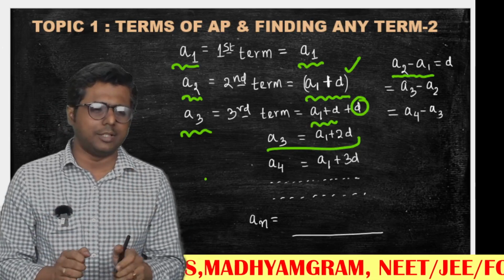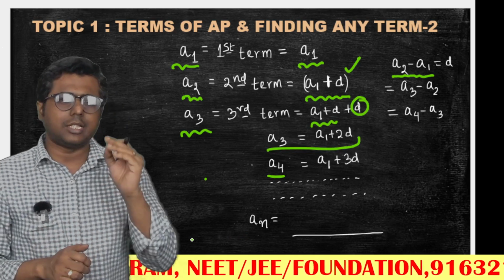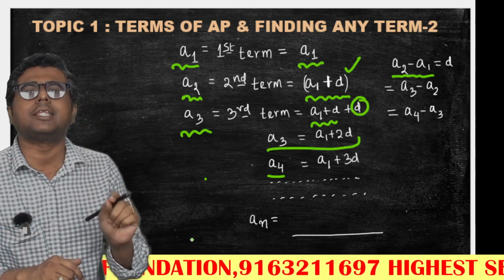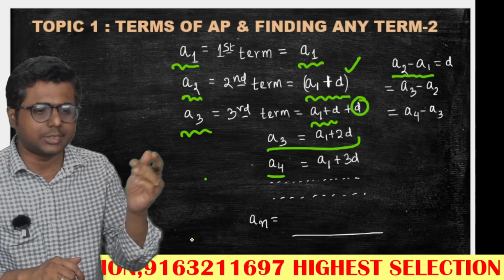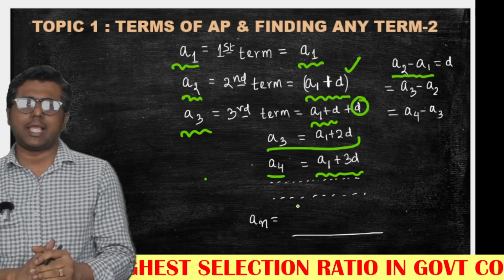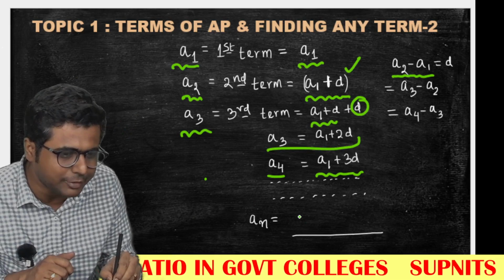It's very simple. Come on, let's do the fourth term. The third term is A1 plus 2D. The fourth term will be another plus D. So A1 plus 3D. You are getting it? The fourth term is A1 plus 3D. Excellent, guys. This is very interesting.